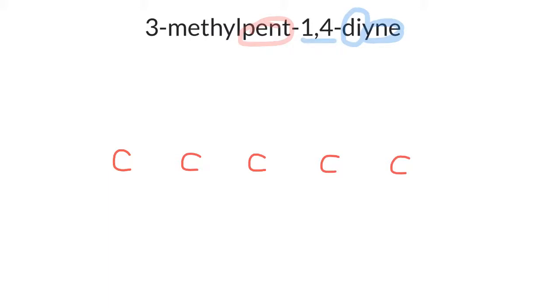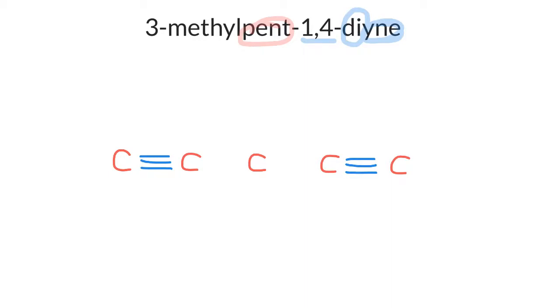So I'm just going to number my carbons from left to right. So I have a triple bond coming off of the 1st carbon and the 4th carbon. Like that.